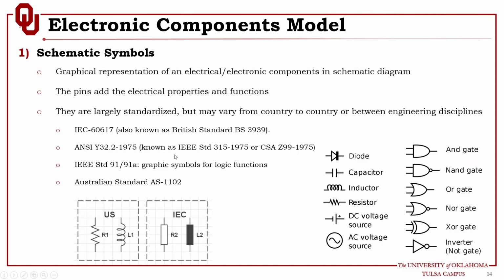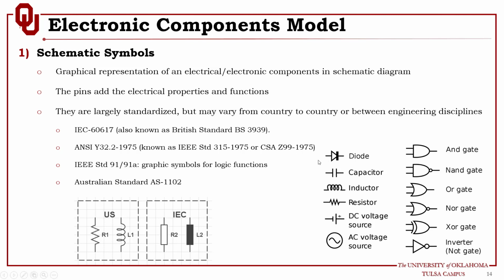Basically, schematic symbols are a graphical representation of the electrical or electronic components in a schematic diagram. Here we can see symbols, for instance, diode, capacitor, inductor, and these symbols are used in the schematic. These are the pins on the schematic symbol. The pins add electrical properties to the component, and where you connect the component with the other parts, you use these pins.